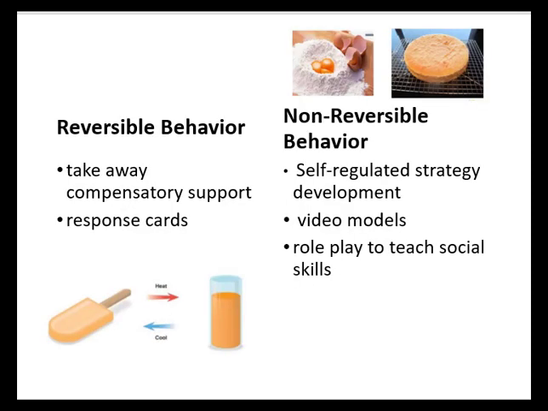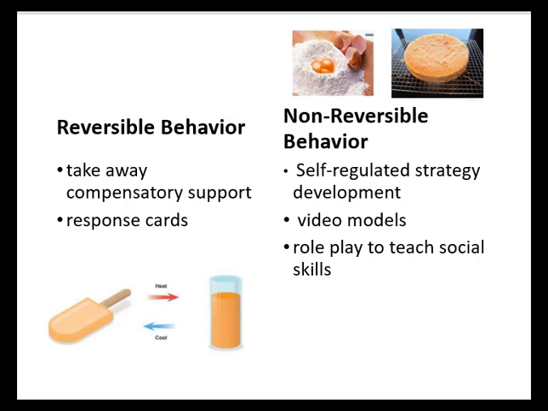Withdrawal and reversal designs require that we intervene on reversible behaviors. That is, we have to be able to demonstrate baseline responding under the non-treatment condition and show that it can be recovered again once the treatment condition is withdrawn. Some examples of when this might occur would be when we introduce and take away some form of compensatory support, or when we introduce and fade the use of response cards.